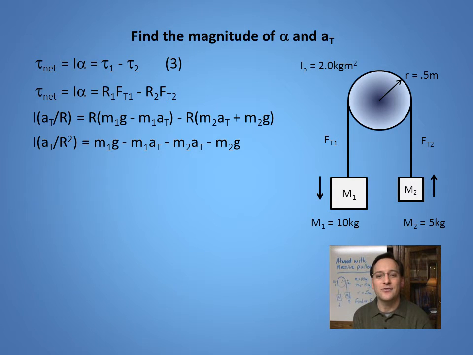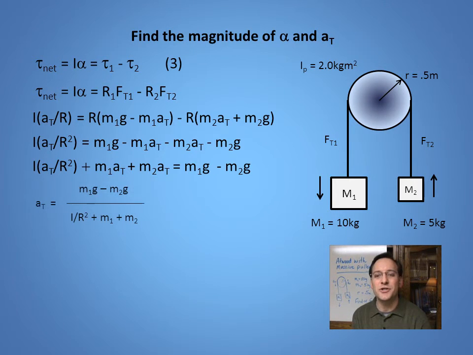So I'll get I over R squared AT plus M1 AT plus M2 AT. That's going to be equal to M1G minus M2G. Solving for the tangential acceleration, AT will be equal to M1G minus M2G all over I over R squared plus M1 plus M2. And if I pull out that G, I will get AT is equal to the quantity M1 minus M2 times G all over I over R squared plus M1 plus M2.